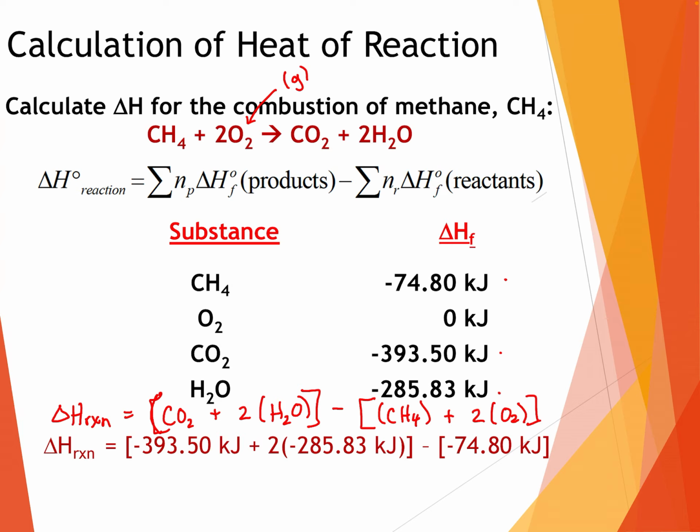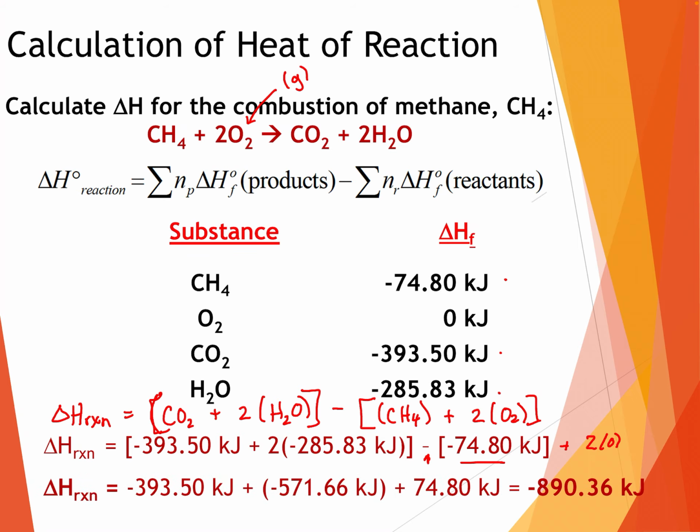Okay, so our value for carbon dioxide is 393.50, and then we're going to add together 2 times the value for water, and then we're going to subtract our value for methane, plus 2 times 0 for oxygen. But I've left that out because it doesn't matter. So we're doing products minus reactants, and then we can add them all together to get our delta H value of the reaction. If you go back and look at the previous slide where we did this before, this is the exact same value, okay?